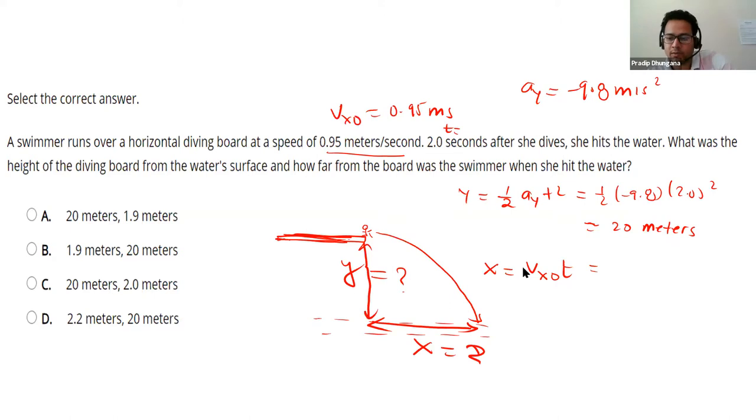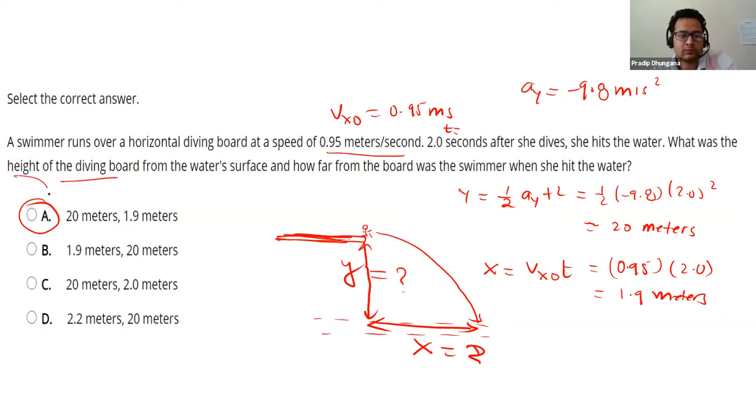Then let's calculate the second one. X is Vx0, which is 0.95, and the time is 2 seconds. 0.95 times 2 is 1.9 meters. So the correct choice is 20 meters as the vertical displacement, or the height of the diving board. And how far from the board was the swimmer when she hit the ground? She was 1.9 meters from the diving board.